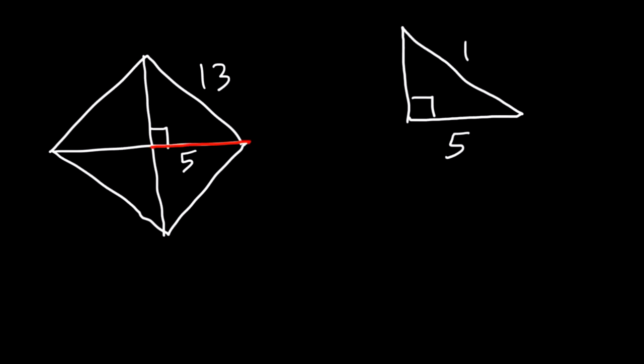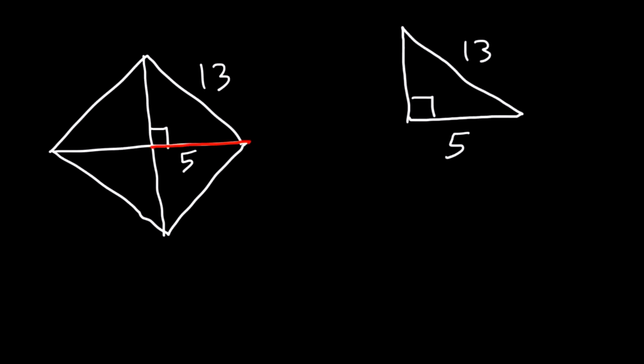Now, here's another problem. So let's say the length of one of the sides is 13, and this side is 5, where 5 is only half of one of the diagonals. Find the area of this particular rhombus. So let's focus on the right triangle. This is 5, this is 13.